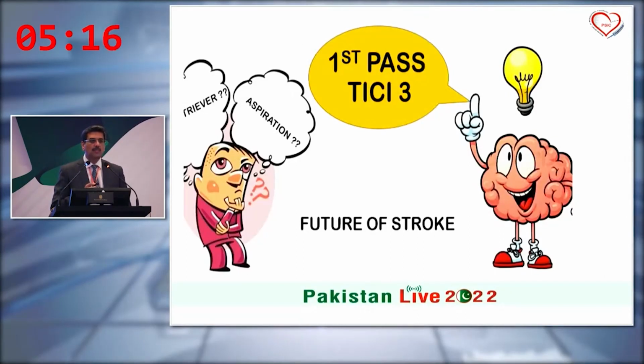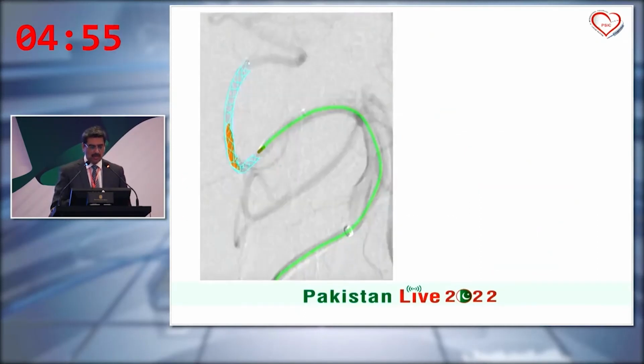But our main aim is to get TICI 3 flow in the very first pass. So how do you make sure that you get TICI 3 flow in the first pass and you do not get distal embolizations to new territories? So the best way of doing it is by combining the two techniques. When you combine these two techniques, we call it a Solumbra technique.